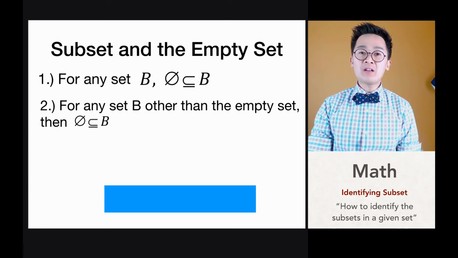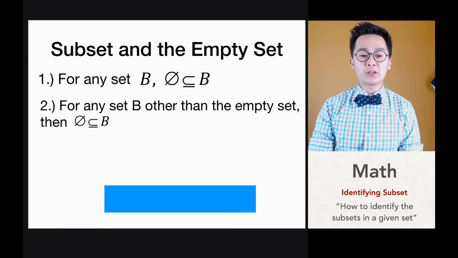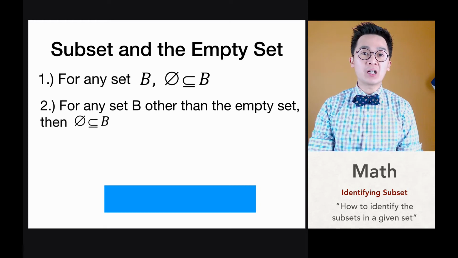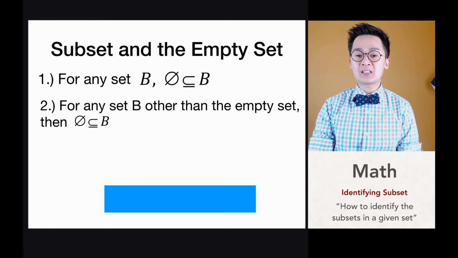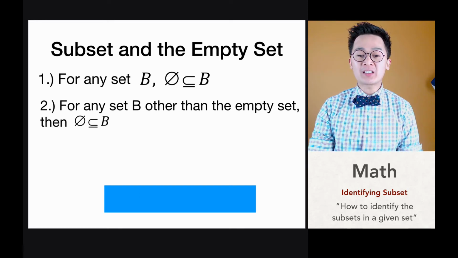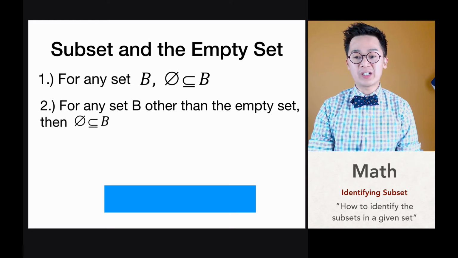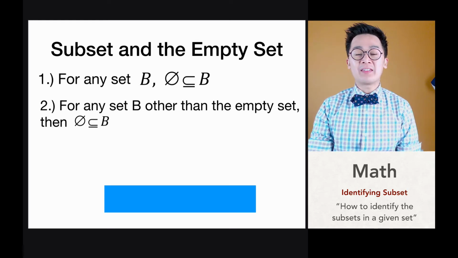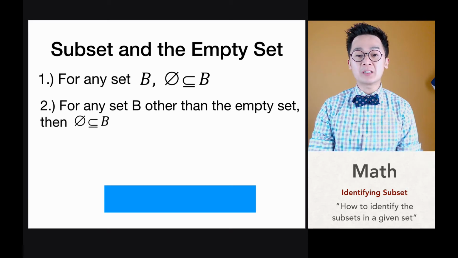Now, another property about subsets is that a null set is always included as a subset of any set. So for any set B, a null set is a subset of B according to the definition. And for any set B other than the empty set, the null set is also a subset of B.